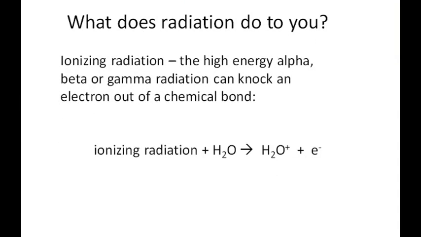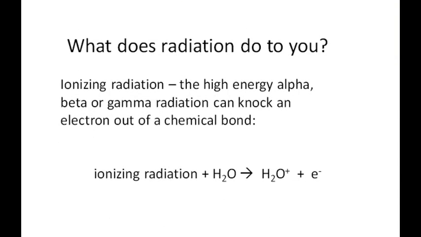Now, what does radiation do to you? Why is it something that we need to avoid? Well, nuclear radiation is what we call ionizing radiation. So the high energy alpha, beta, and gamma radiation can create ions by knocking electrons out of chemical bonds.